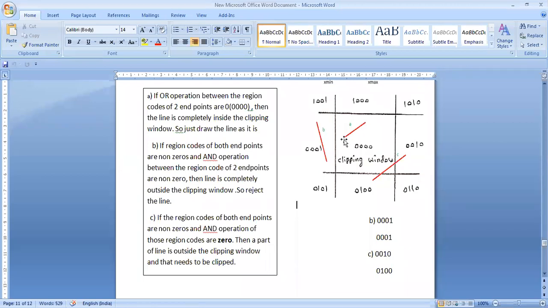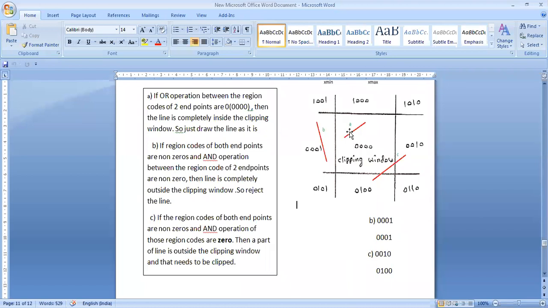This endpoint's region code is also 0, 0, 0, 0. So the OR between 0, 0, 0, 0 and 0, 0, 0, 0 is 0, 0, 0, 0. So the OR operation between the two endpoints results in 0, 0, 0, 0. Then I say the line is completely inside the clipping window. Then what I need to do is just draw the line as it is in the input.